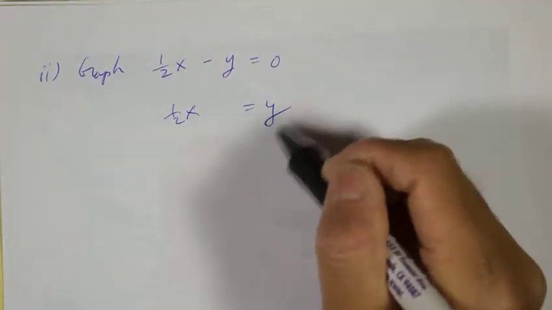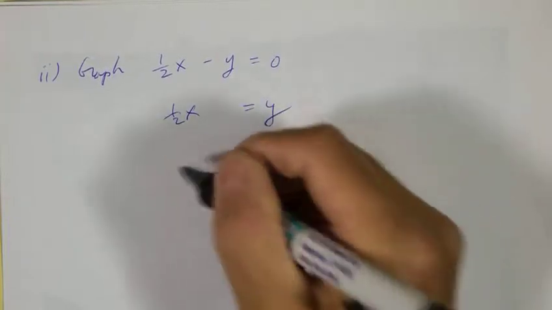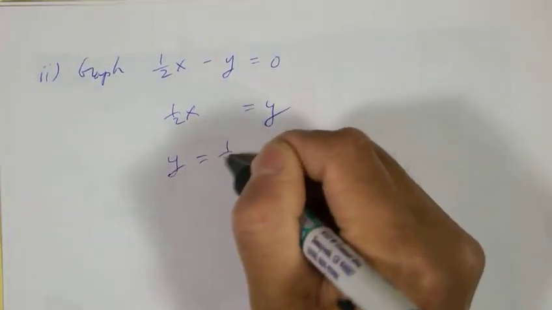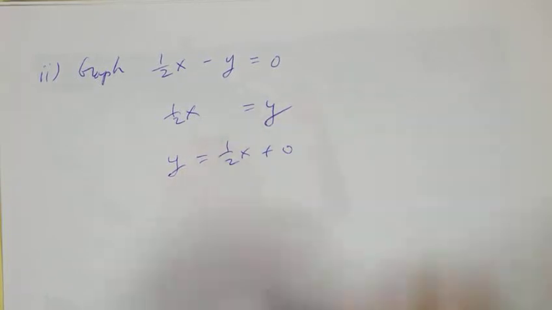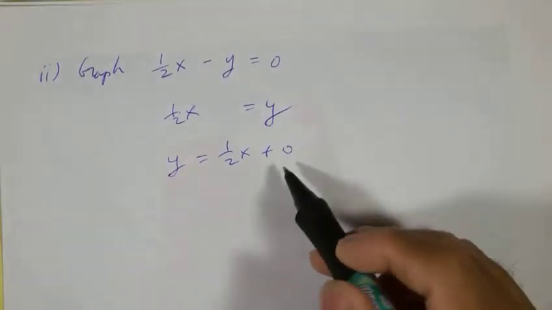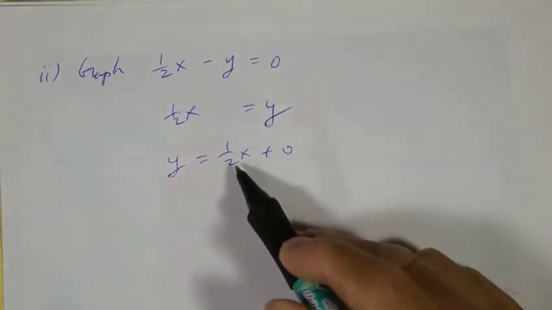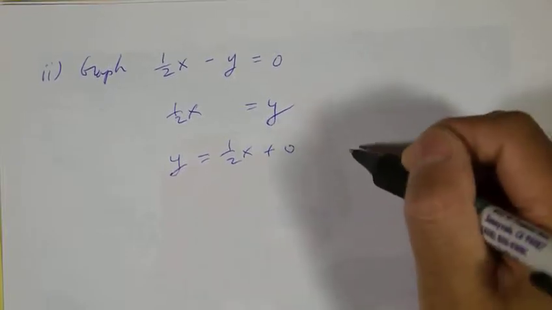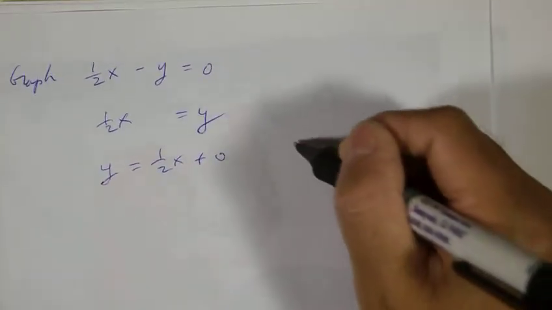And so this is already in the slope-intercept form. y equal to 1/2 x plus 0. That means the y-intercept is 0, the origin. The slope is 1/2. So let me try to sketch it real fast for you.